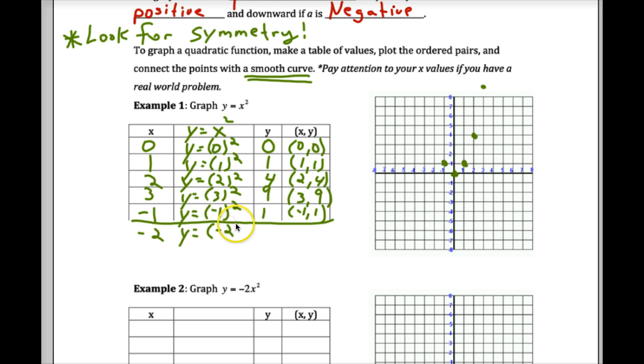Y equals -2 squared. Tara Burke, in your head, what do you think -2 squared is? 4. +4, because 2 negatives are going to make a positive. So watch what happens now. -2. Did the points line up across from each other? Guess what -3 is going to make? 9. I'm not even going to do it. I'm just going to put it.